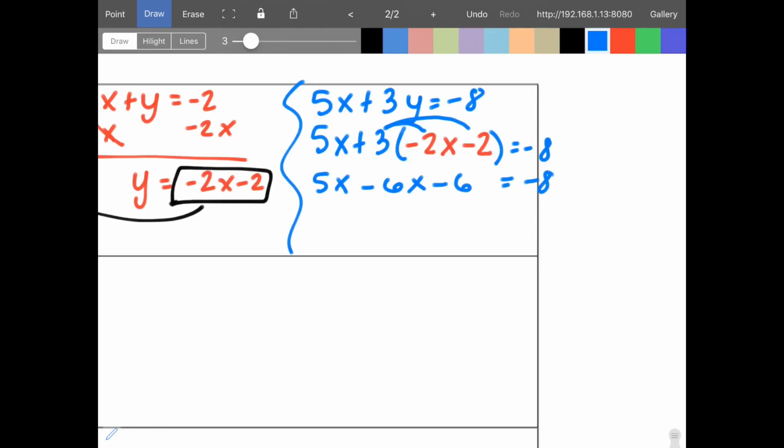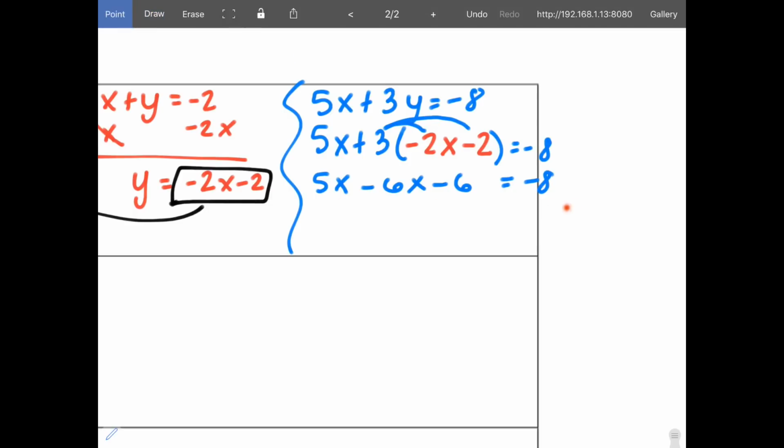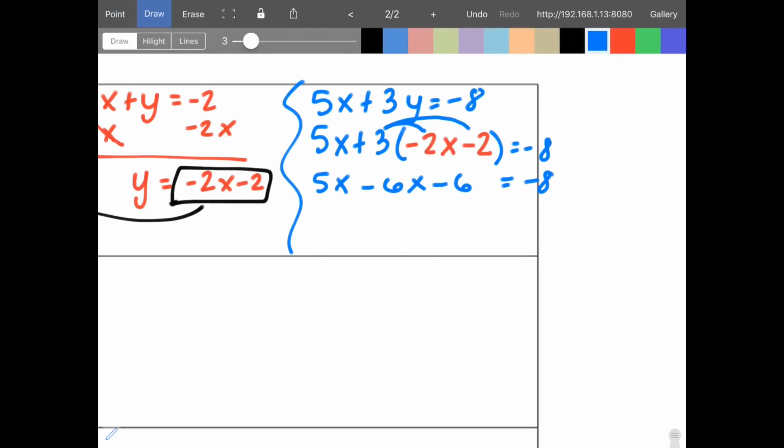Equals negative 8. Now, go back to the very beginning of the semester. Remember how we collected like terms on one side first? This is good practice because for your final you will have stuff like this again, where you have to distribute and then go here. Now we can collect like terms on this side of the equation first. 5x minus 6x. That's negative 1x, or negative x. Minus 6 equals negative 8. So I'm going to add 6 to both sides. That cancels. And I have negative x equals negative 8 plus 6 is negative 2.